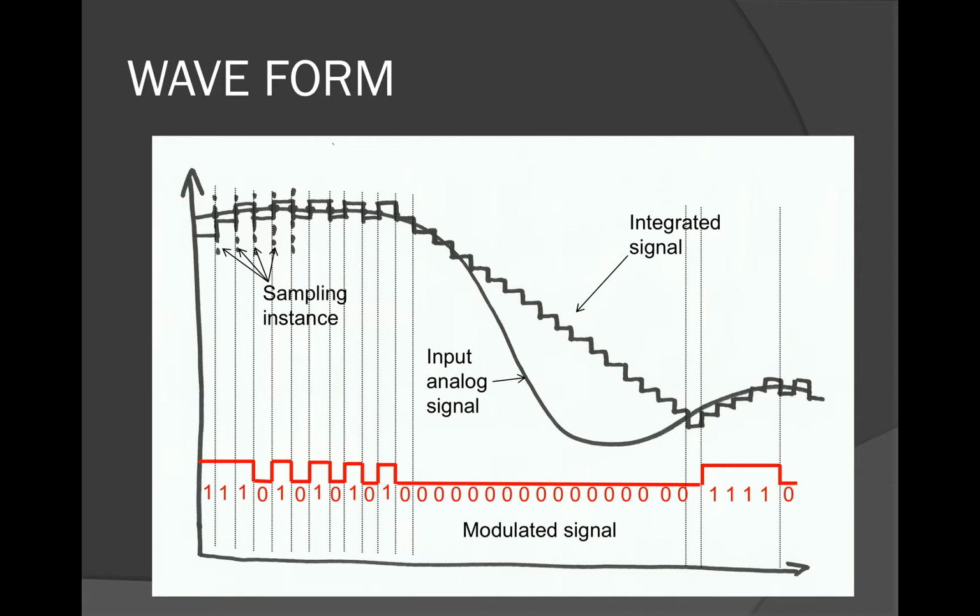This is a sketch to help explain delta modulation. At each sample, an input decision is made by comparing the current accumulator value with the input analog signal value. If input signal is higher than accumulator value, it outputs 1 and steps up by 1. If input signal is lower than accumulator value, it outputs 0 and steps down by 1.